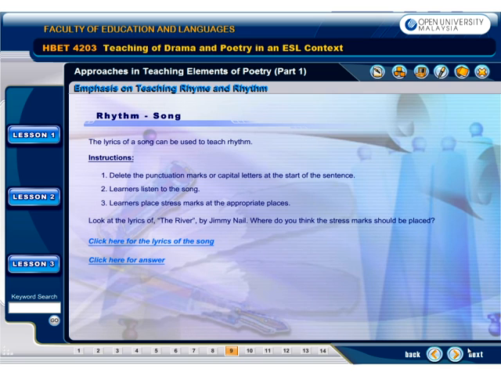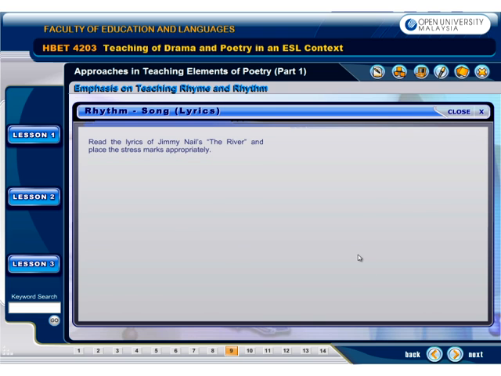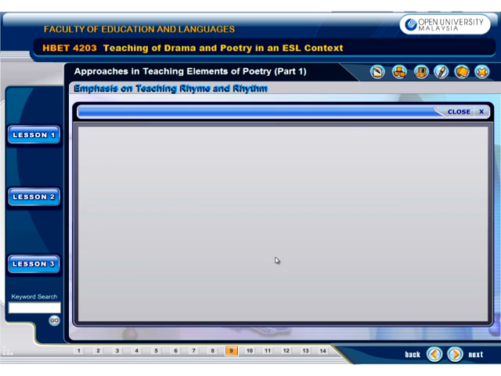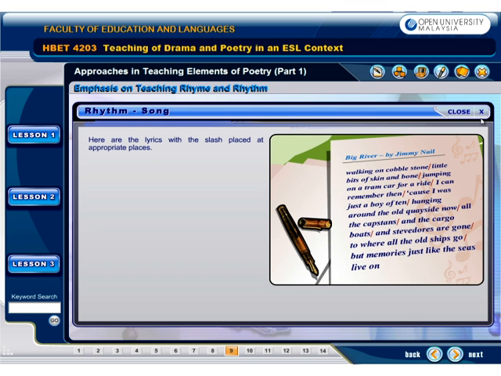Look at the lyrics of The River by Jimmy Nail. Where do you think the stress marks should be placed? Click the links below for the lyrics of the song and answer to the exercise given. Read the lyrics of Jimmy Nail's The River and place the stress marks appropriately. Here are the lyrics with the slash placed at appropriate places.